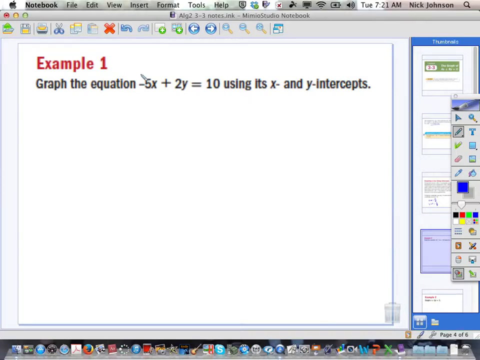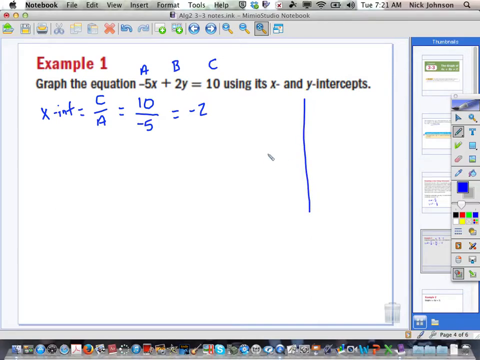Example 1 says, graph the equation negative 5x plus 2y is equal to 10 using x and y intercepts. Well, I just told you that the x-intercept equals c divided by a. What's my c? My c is 10. Here's my a, here's my b, here's my c. A is always in front of the x, b is always in front of the y, c is always the constant that it's equal to. So 10 divided by a, which is a negative 5, equals a negative 2. So my x-intercept is found at a negative 2.